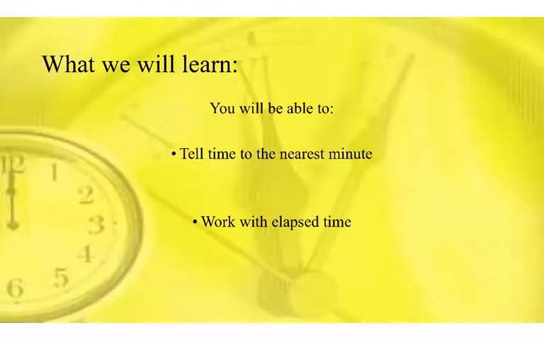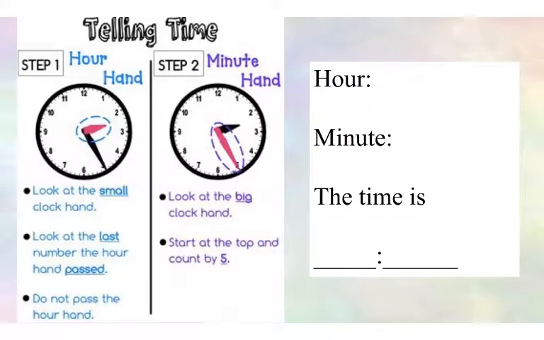So what we'll learn is how to tell time to the nearest minute, and we're going to work with elapsed time. We'll talk more about what elapsed time is, but let's look at the nearest minute first. So telling time, step 1, look at the small clock hand. So this one that's labeled right here, okay? It's between the 2 and 3. Don't you see that? So look at the last number the hour passed. It's past 2 though. It says do not pass the hour hand. So has it passed 3? No, it hasn't. So you want your hour to be 2.